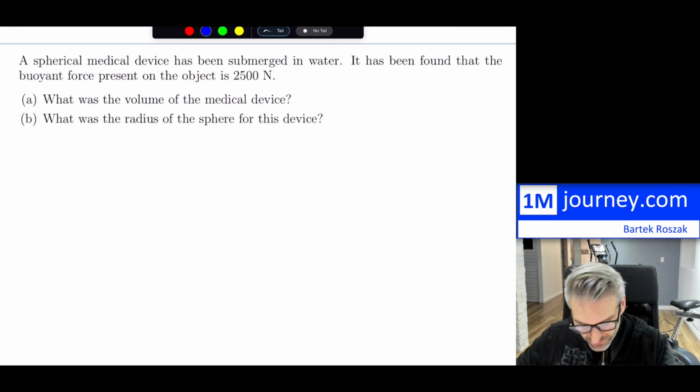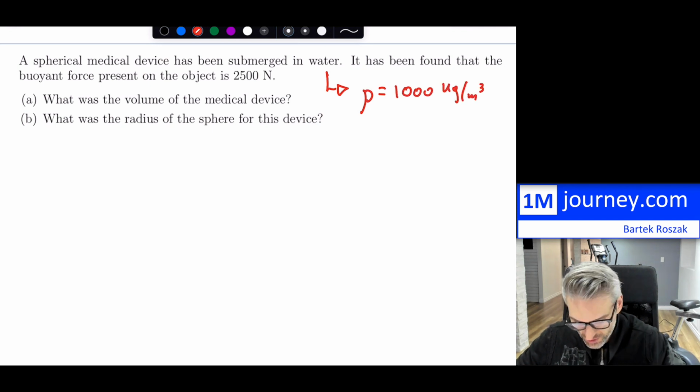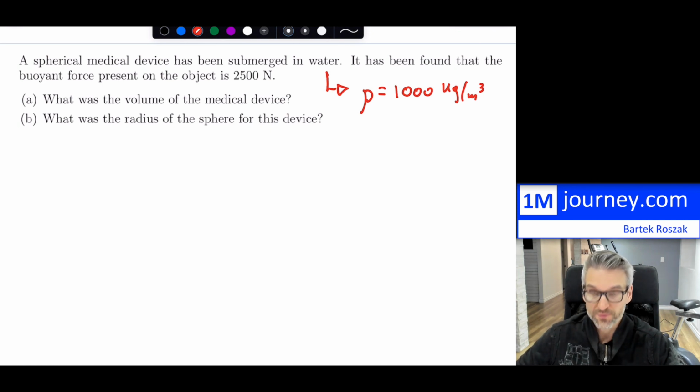All right, so in terms of water, we know what the density is. Water is 1,000 kilograms per meter cubed, so we'll assume that if it's not given. It has been found that the buoyant force present on the object is 2,500 newtons.